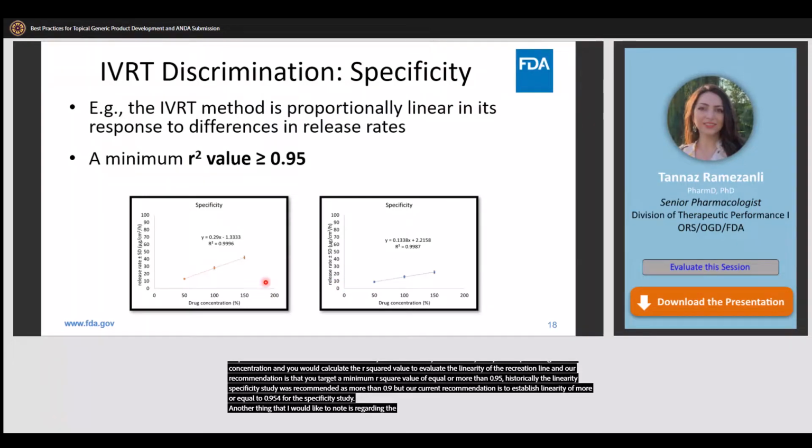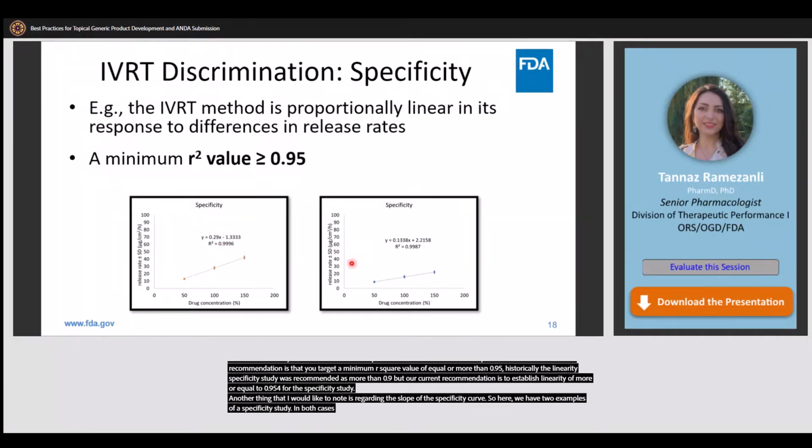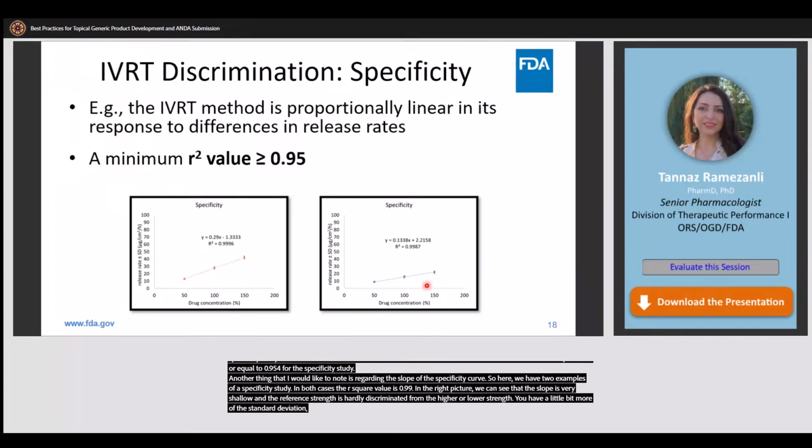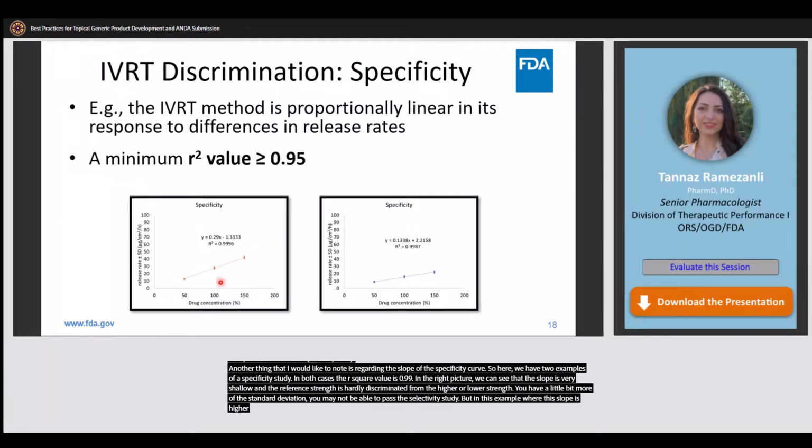So here we have two examples of a specificity study, and in both cases the R-square value is 0.99 and acceptable. However, in the right picture, we see that the slope is very shallow, and the reference strength is hardly discriminated from the higher or lower strength. Especially if you have a little bit more of standard deviation, you may not be able to pass the selectivity study. But in this example, where the slope is higher, the higher and lower strengths are well separated from the reference strength, and definitely this IVRT method is more discriminating than this IVRT method.